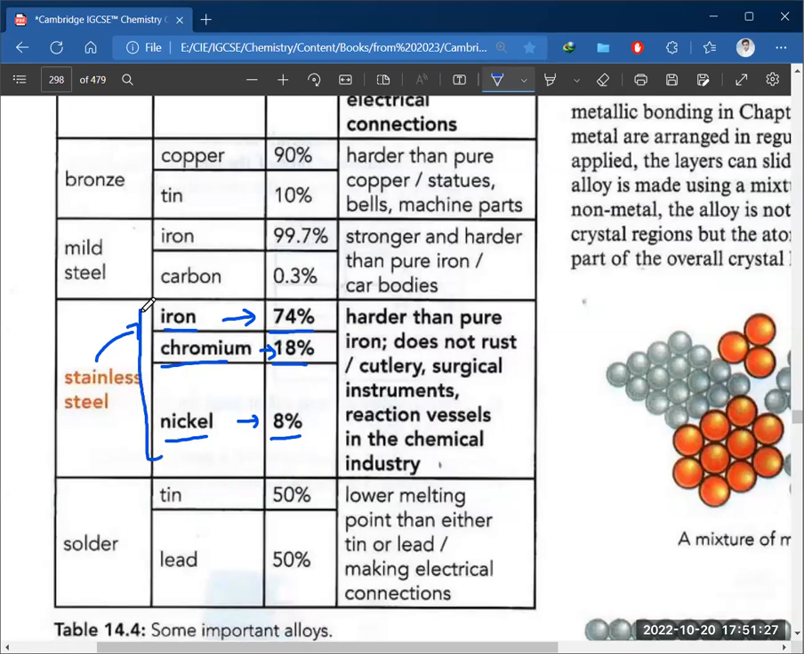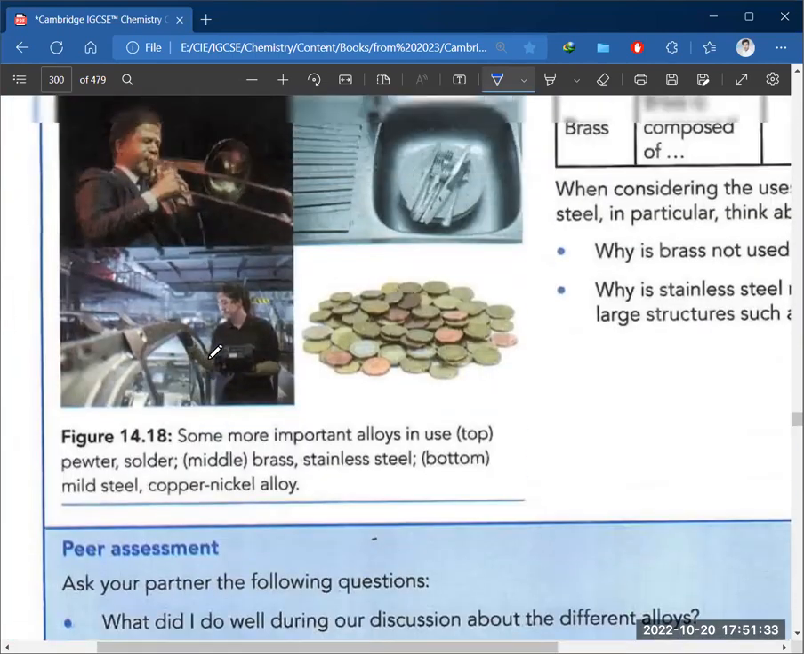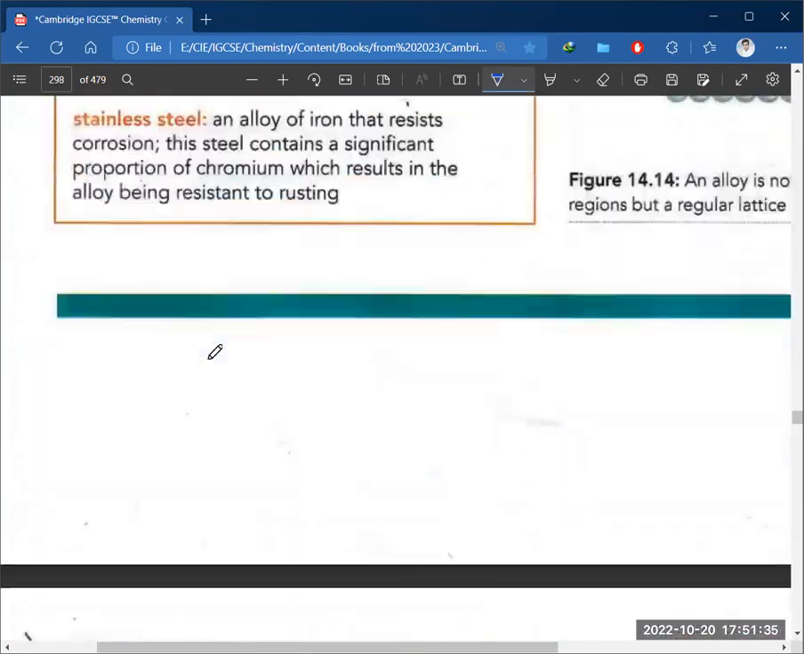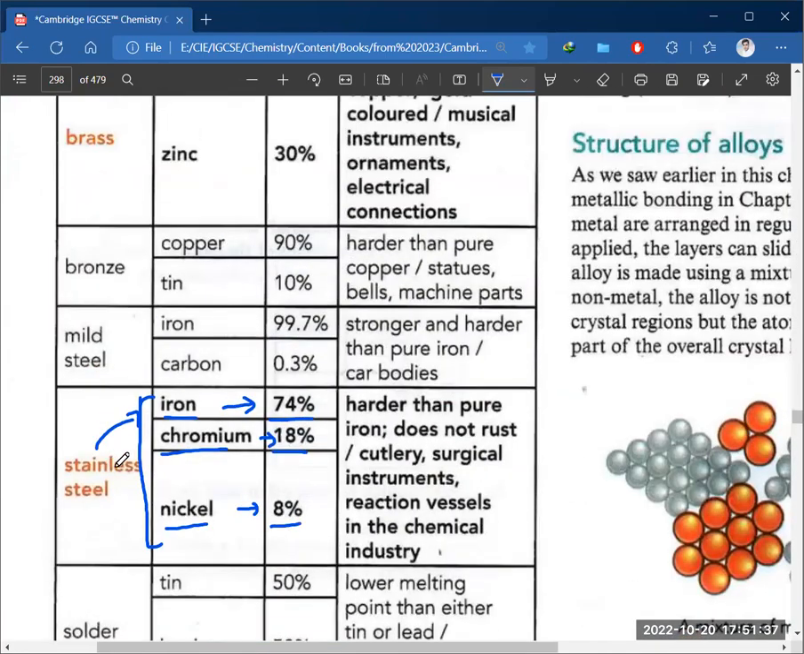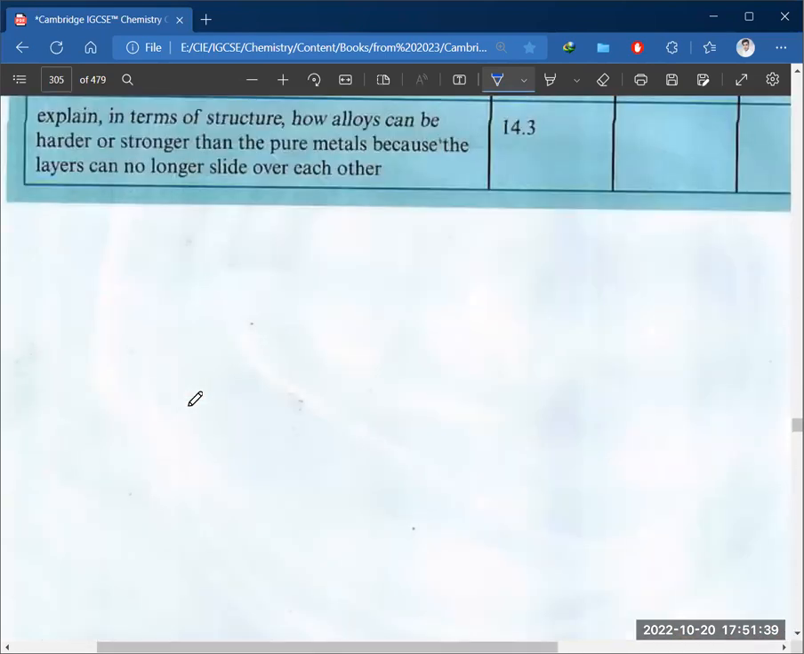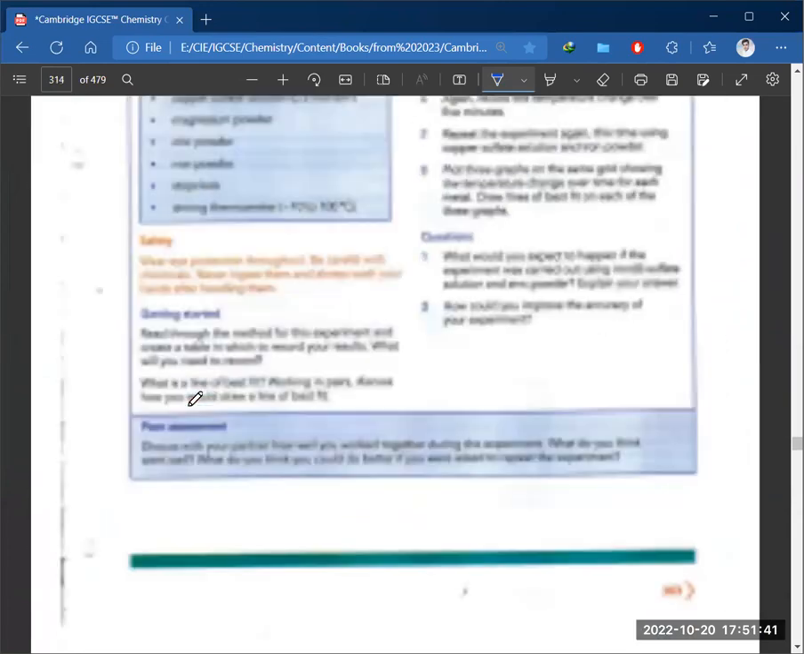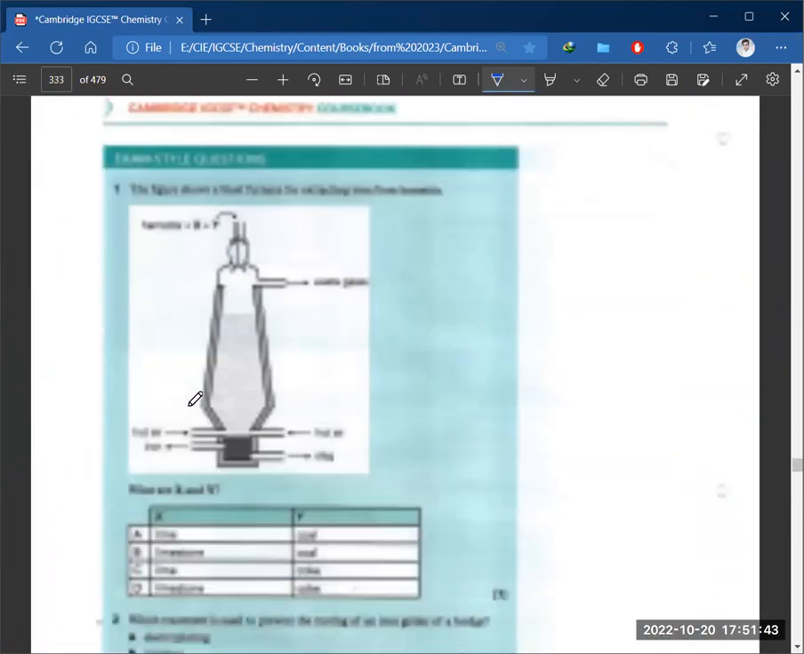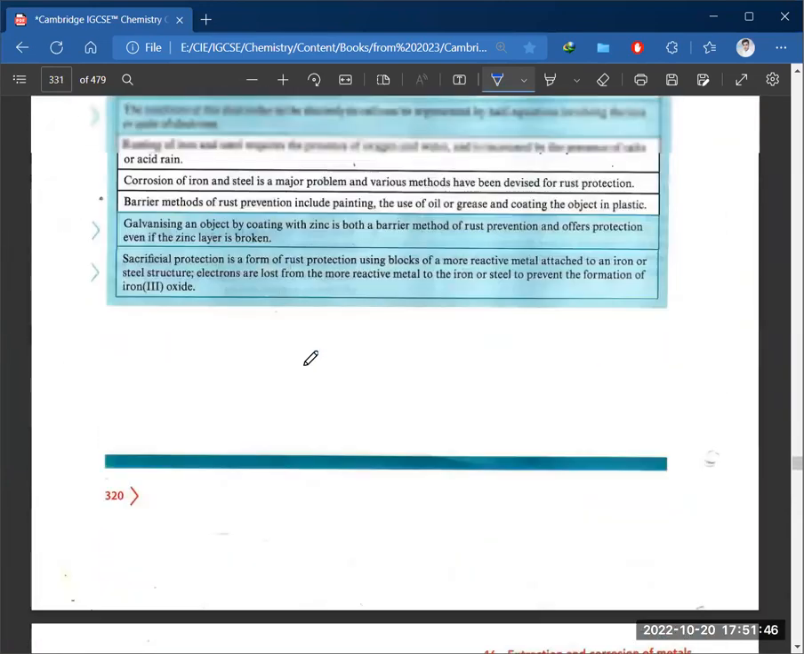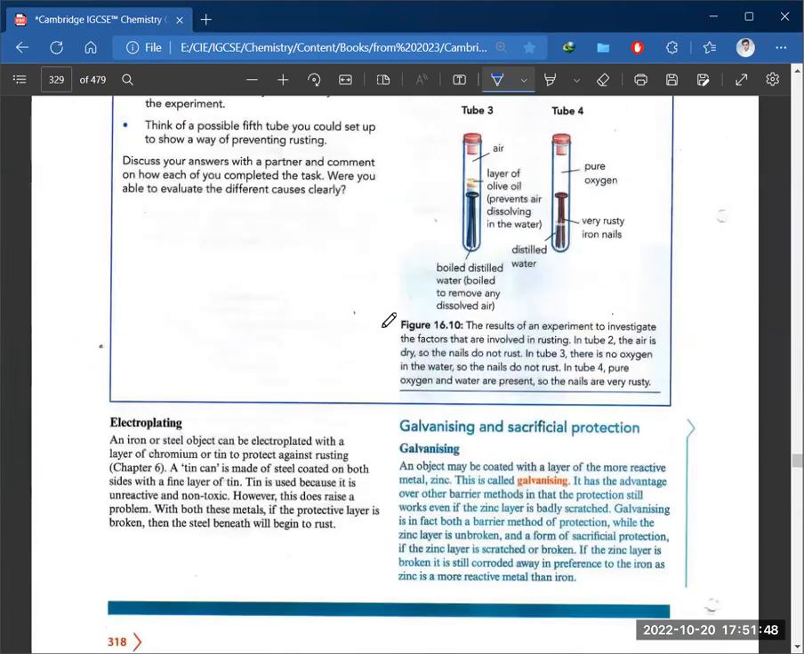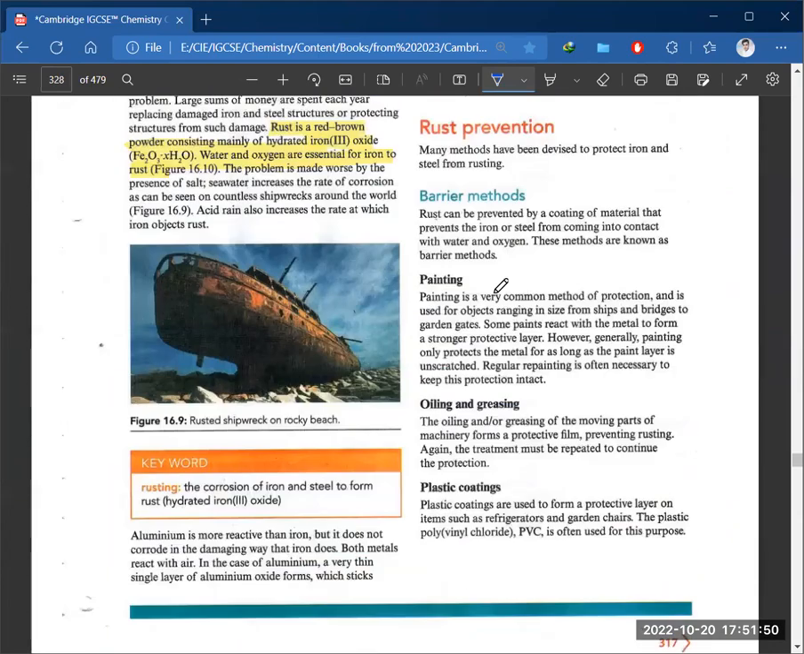You need to memorize this. Since iron, chromium, and nickel are inside stainless steel, and I know that chromium forms a protective oxidizing layer, that is why it's called stainless steel, because it does not rust. It does not stain. Now let's go back to the chapter. We'll look at the final things.